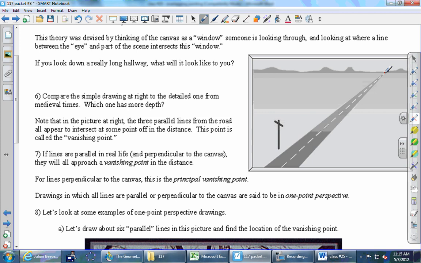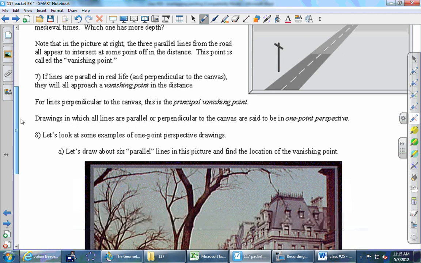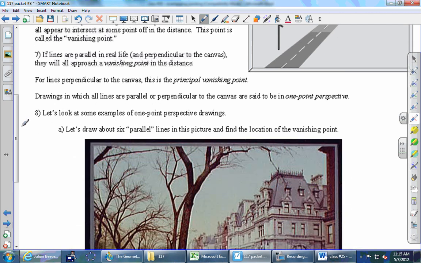Let's see, so we will go down to number 7, Blake. 7. Go ahead.